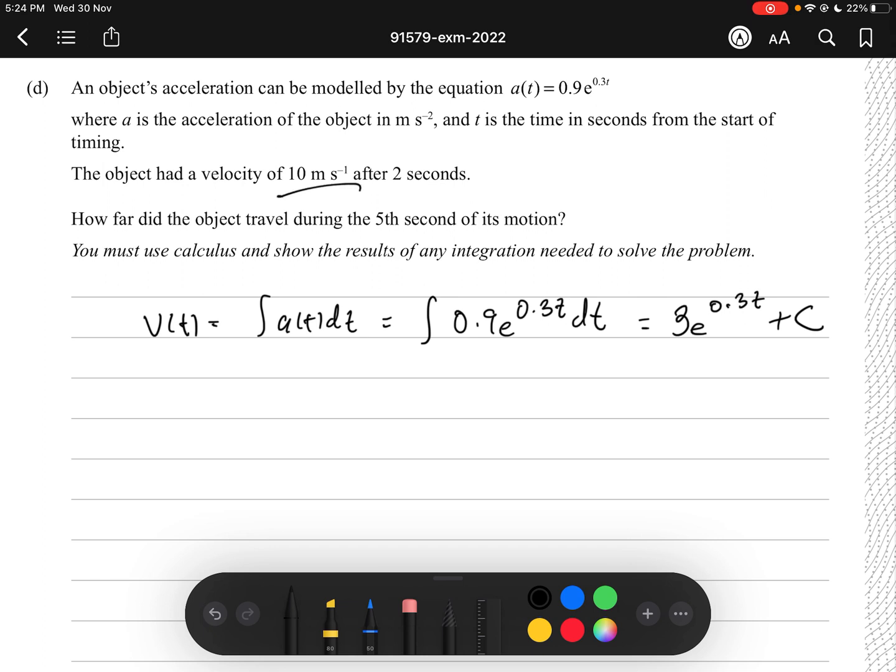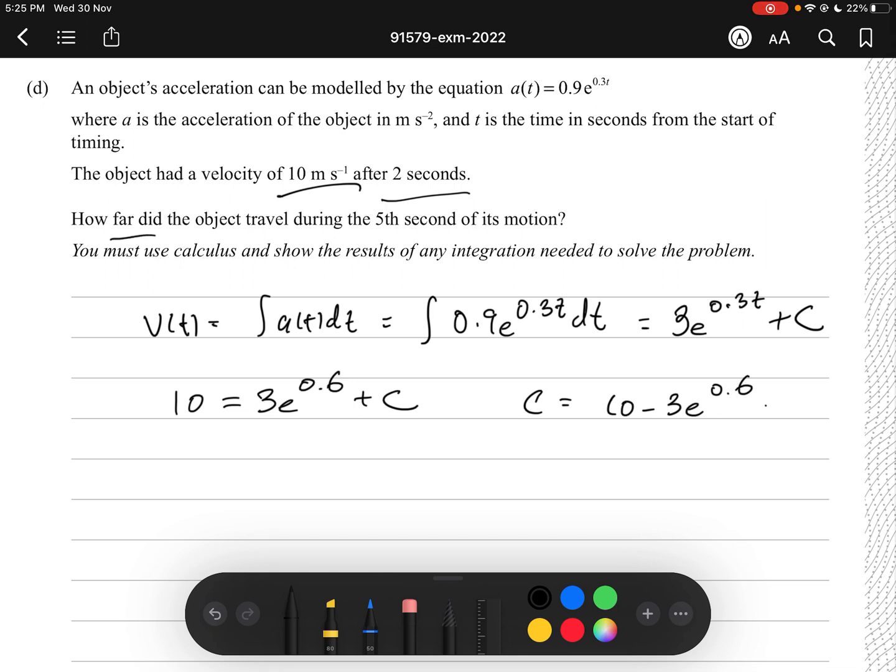So the velocity is 10 meters per second after 2 seconds. So we can say that 10 is equal to 3e^(0.6) + c. So therefore c equals 10 - 3e^(0.6). You can rewrite this in decimal form, or you can just choose to leave it as 10 - 3e^(0.6). I don't think NCEA is too fussy on exactly what you do here, but I'm just going to leave it as 10 - 3e^(0.6) for now.